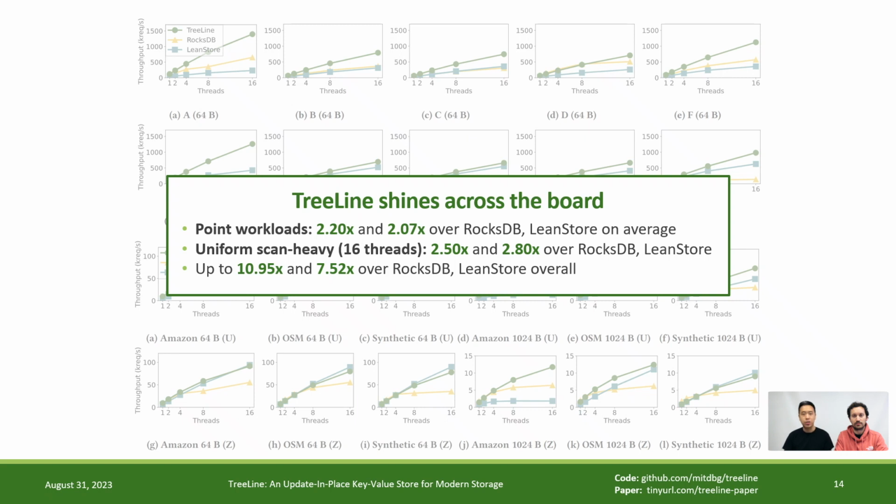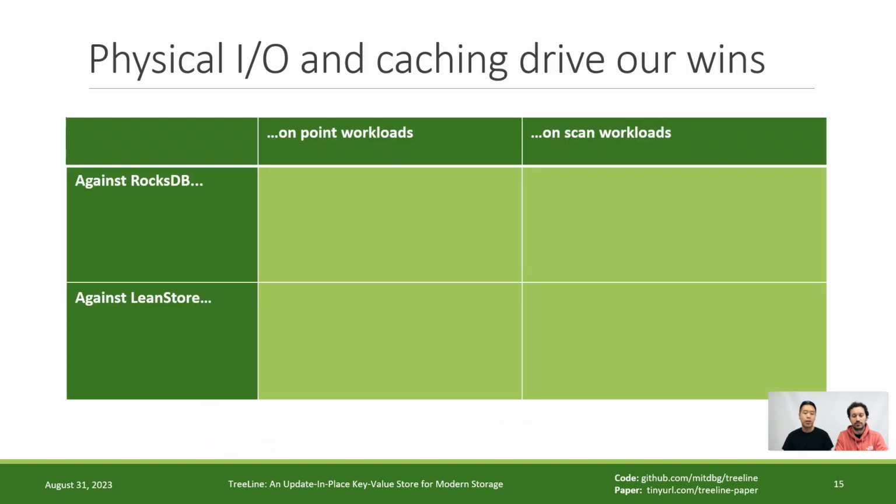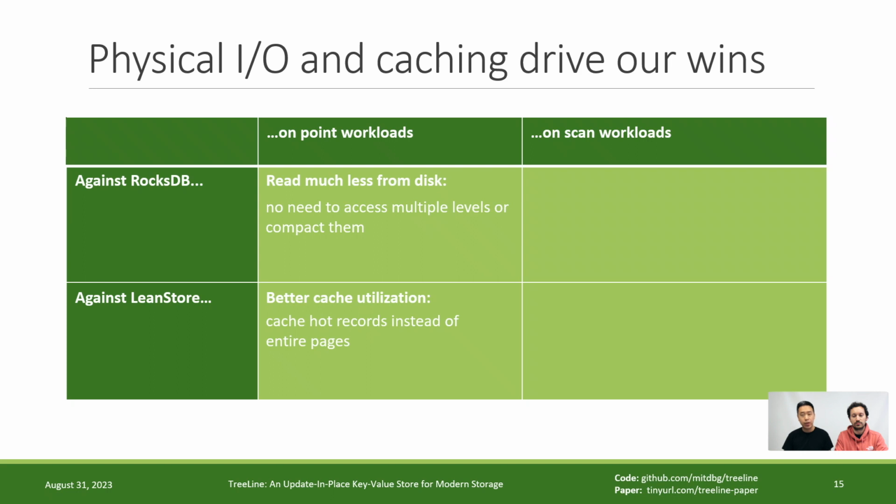We have a lot of experiments, so we encourage you to take a look at them for more details in the paper. But we did want to highlight a few of them and go through some intuition as to why Treeline achieves its performance benefits over its baselines. So let's take a look. First, we'll take a look at RocksDB on point workloads. And the key reason why Treeline does better on this workload is that Treeline is able to read much less physical data from disk. It doesn't need to access multiple levels that RocksDB might need to in its LSM when performing reads. And it doesn't need to run compactions in the background, whereas RocksDB does. In comparison to LeanStore, the reason why Treeline does better is mainly because of better cache utilization.